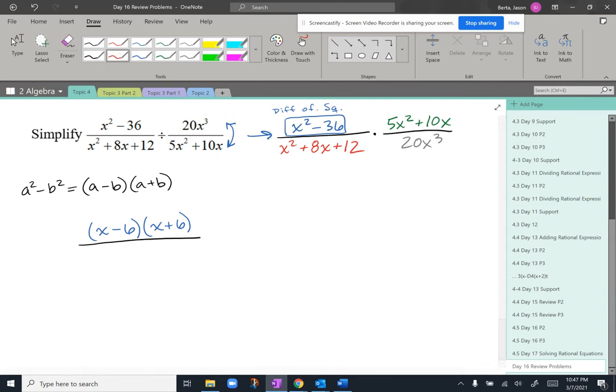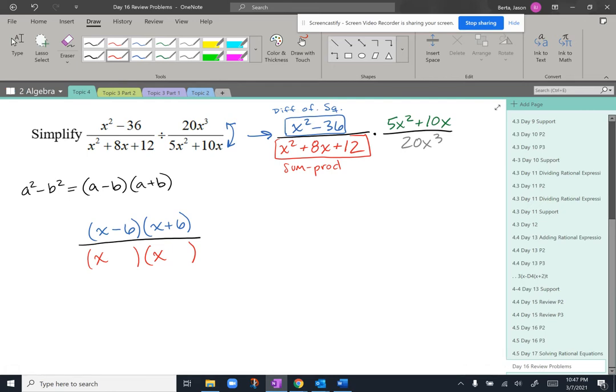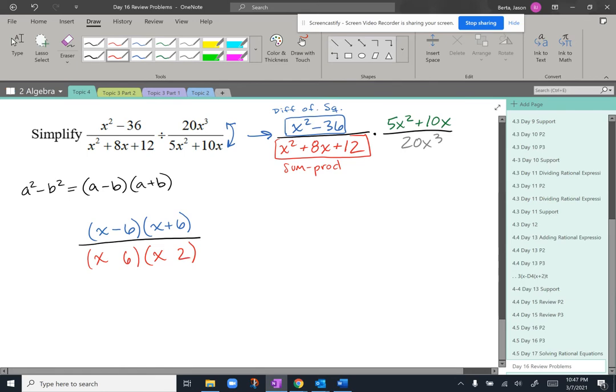All right, let's take a look at the denominator of that term. This looks like one of those standard sum-product ways of factoring. So let's set it up where we've got our x's, and we now need to come up with two numbers that multiply to 12 and that add to 8. So 6 and 2, those multiply to 12, and when they're both positive, they add to 8. So that's how I'm going to factor that one right there.